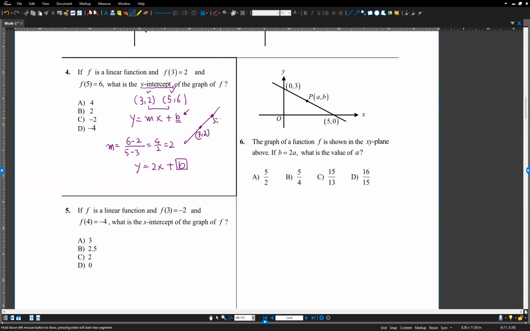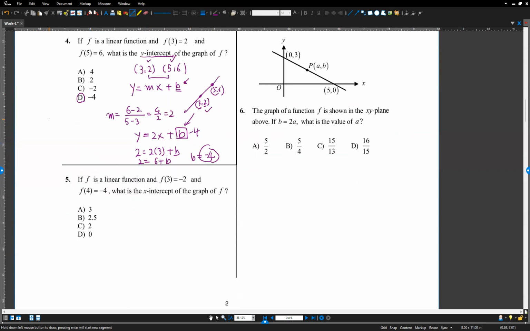A solution means what? Put this number in the equation over here, and it must be equal. Now I'm going to choose this one. When y is 2, x is 3: 2 equals 2 times 3 plus b. This is 6. 2 equals 6 plus b. What is b? Minus 6, equals negative 4, right? So b equals negative 4, which is the y-intercept. Are you guys with me? I think it's okay, right?